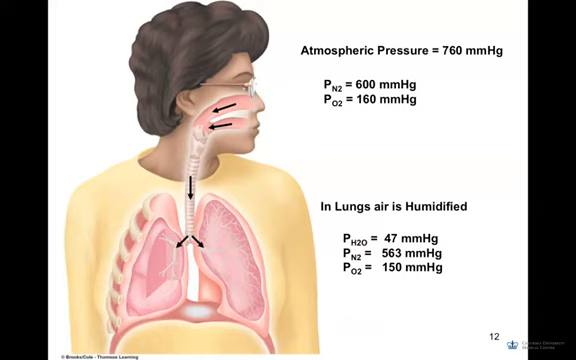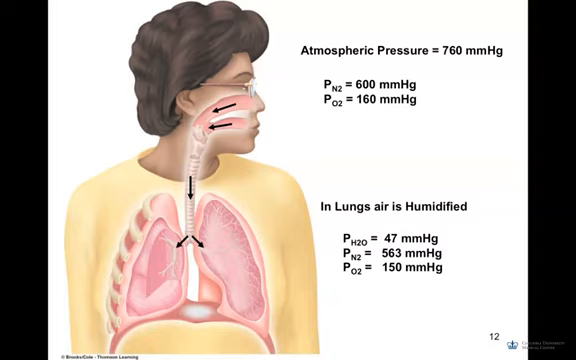So the previous partial pressure of nitrogen was 600, now it's diluted to 563. Partial pressure of oxygen was 160. Now in the airways and in the lungs, it dilutes to 150. Okay, so already we've gone from 160 to 150.